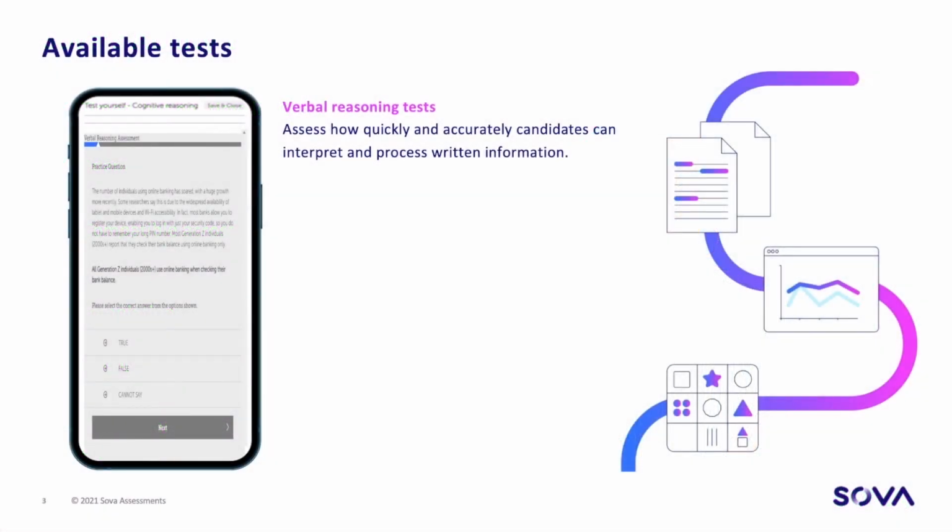Sova has 3 core ability tests. These include verbal reasoning, which assesses how quickly and accurately candidates can interpret and process written information. This is often relevant to roles that involve an interpretation of lengthy and complex written documents or contracts, such as roles in law or journalism and some sales and leadership roles.